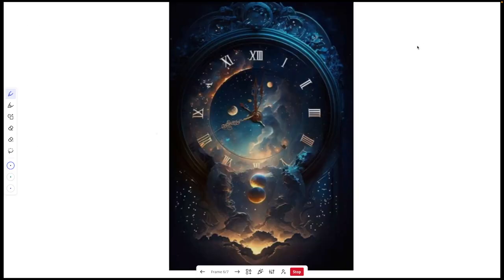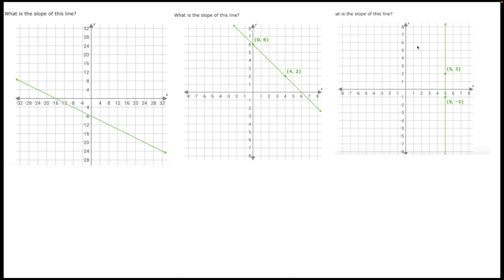All right, here's our cool clock for today, which means that it's time for you to practice what you just learned. Go ahead and pause the video and try these 3 problems on your own. And when you're ready, you can unpause the video and we'll check your answers.